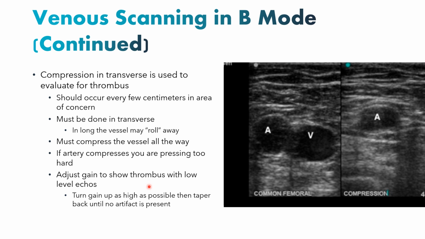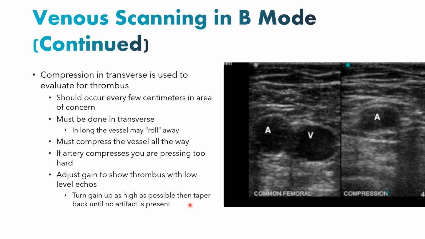And again, I can't emphasize enough that your B mode gain, or your brightness mode gain, is going to be very essential in making sure that there is no thrombus there. Just like we talked about with the color, with the B mode, you want to turn the gain up as high as possible so it's really overly bright, and then taper off on that until you feel like anything artifactual is gone.